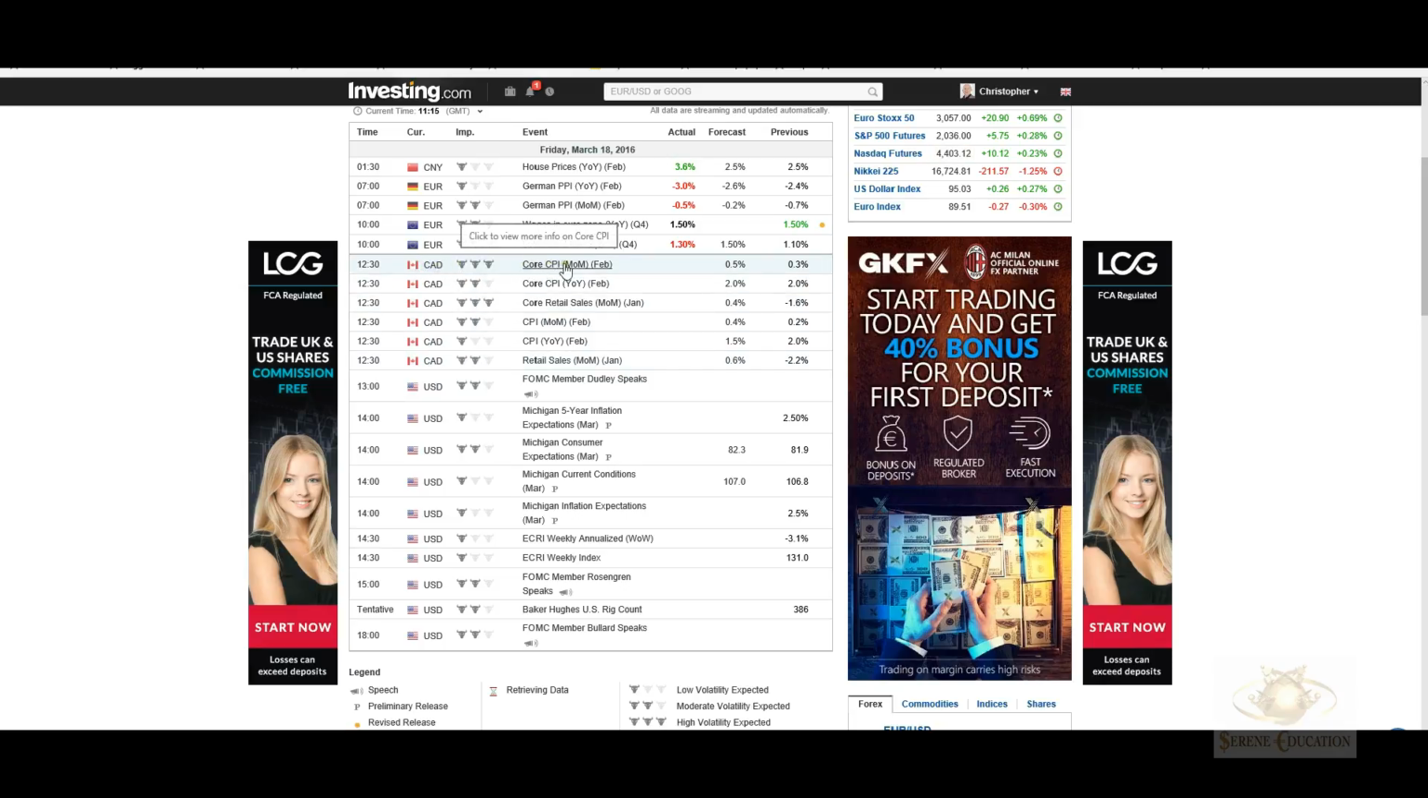Okay, you can see core CPI month on month and year on year. Look at the previous figure and look at what they're expecting. So here, the month on month figure for February, you can see that the previous one in January was 0.3, and they're expecting an increase of 0.2% to the upside. The CPI inflation year-on-year figure, however, is no change.